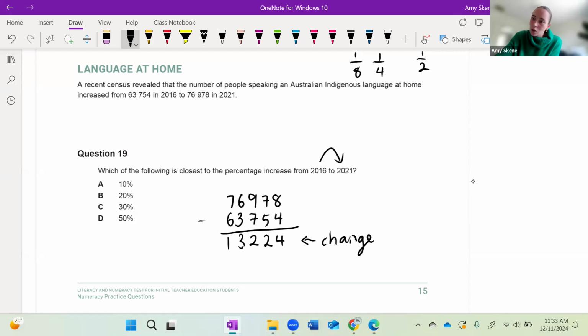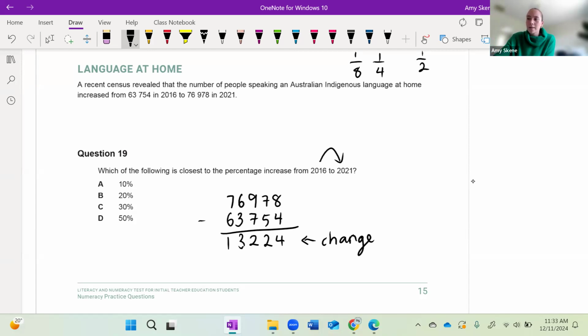That is my change of people. So people speaking an Australian Indigenous language at home. It is how much has been increased from 2016 to 2021, which is a nice trend. But now I need to think in terms of percentage. So what I'm going to do is think about the percentage increase.